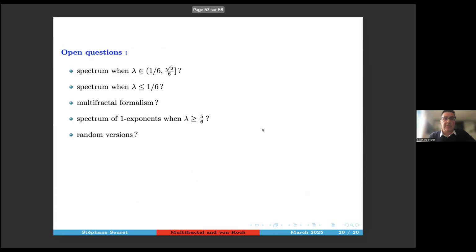So let's finish with the questions that remain. A lot of questions remain, actually. For instance, we don't know what the multifractal spectrum is. We don't know whether it satisfies a multifractal formalism. We don't know the dimension of the graph. We don't know what happens when lambda is greater than 5/6. We don't know what happens if you put random versions or different lengths of the intervals and so on. So there are many things to do.